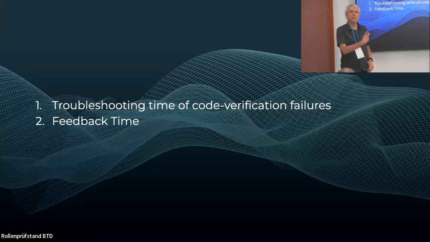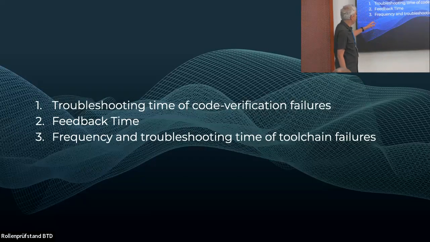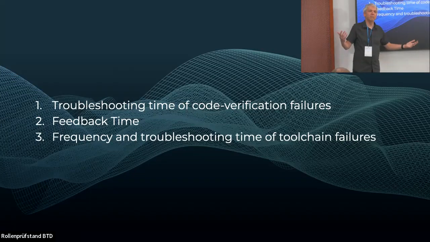The other one is feedback time. That's pretty obvious. And lastly, troubleshooting time of toolchain failures. Things like flaky tests, flaky builds, dependency download errors, corrupt CI environments. And of course, what is the best way to reduce the troubleshooting time of toolchain failures? To prevent them altogether. But if you have them, then at least make it easy to detect them.